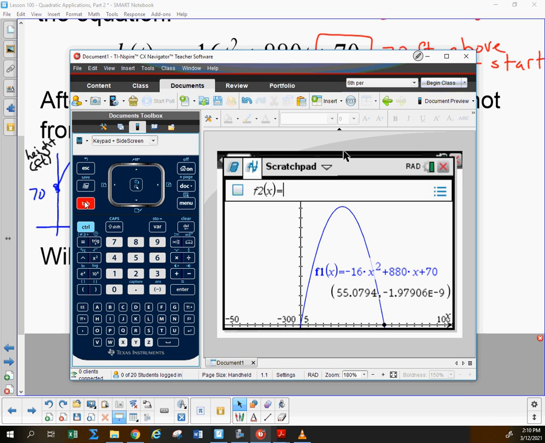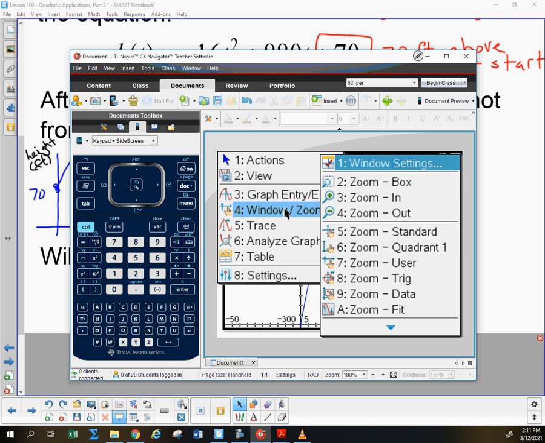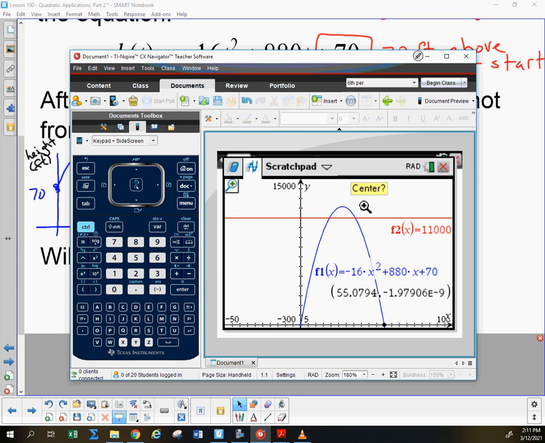So tab, and then we're going to do that f2 of x equals 11,000, enter, and it does go through there. Now, if your scale was such that you couldn't tell if it was right on the vertex or above or below, you would need to menu, window zoom, and zoom in so that you could tell that just a little bit better. Don't really need to on mine since it shows up well enough.